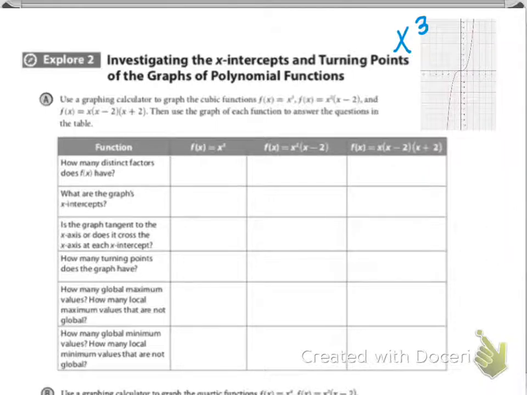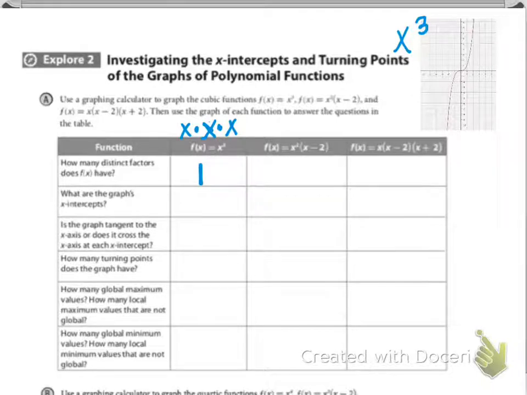So it says, how many distinct factors does f of x have? Well, when I look at just the factor, there's really no way to factor x cubed, other than just saying it's x times x times x. That would write it in factored form, and it would just be 3 x's multiplied, right? But distinct means different. And so, how many distinct factors does it have? It just has 1.